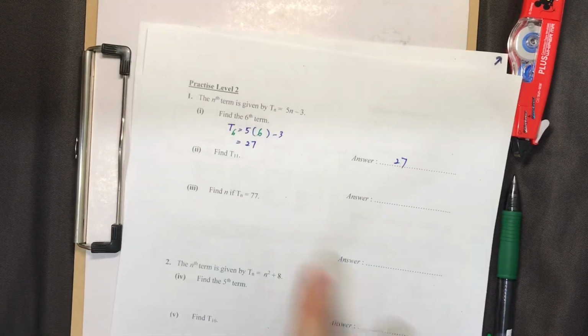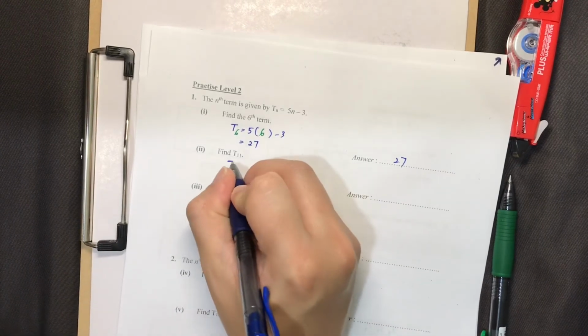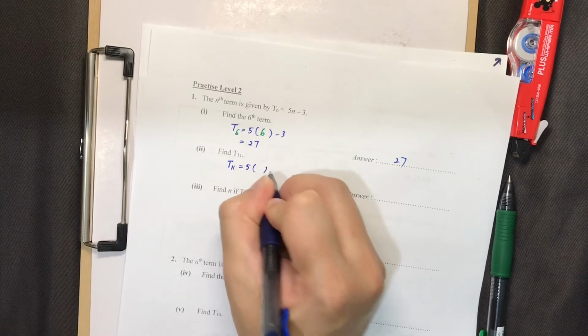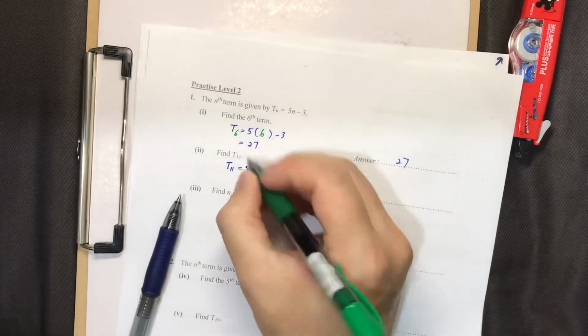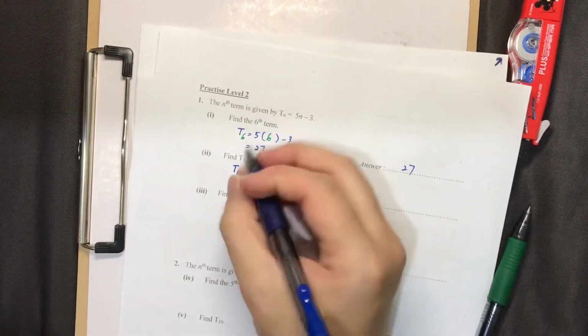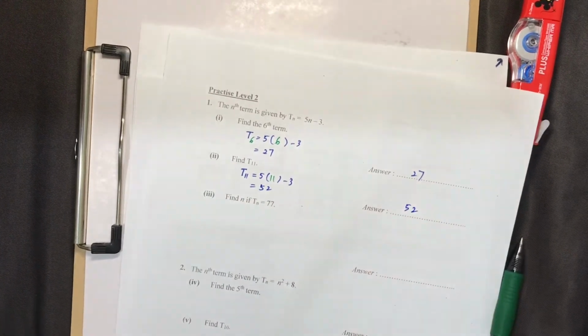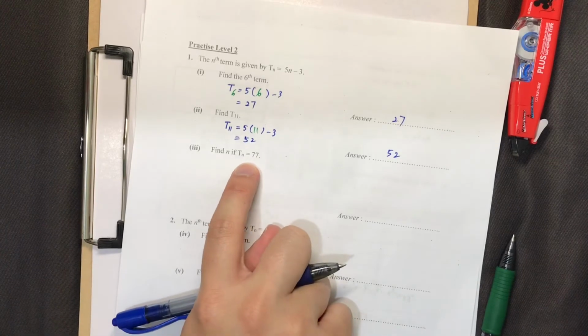Alright? Next one, the T11. So same thing, T11, you can try yourself. Right? T11 here will be 5n minus 3. The n will be 11. Right? So 55 minus 3, 52. Okay? Now last but not least, this one, Tn.